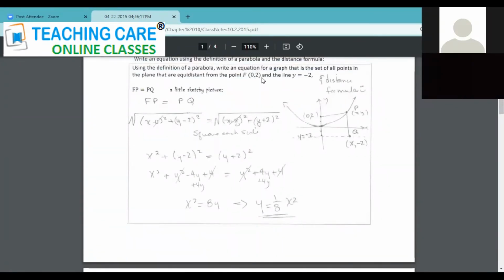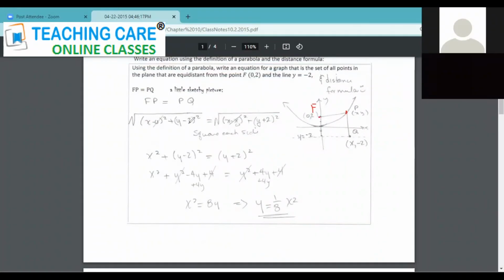Understood? Fine. And your P value you don't know. You take it as x comma y. Just see the diagram, you can understand. We are going to find the distance between F and P. I'm going to use the distance formula to find the distance.